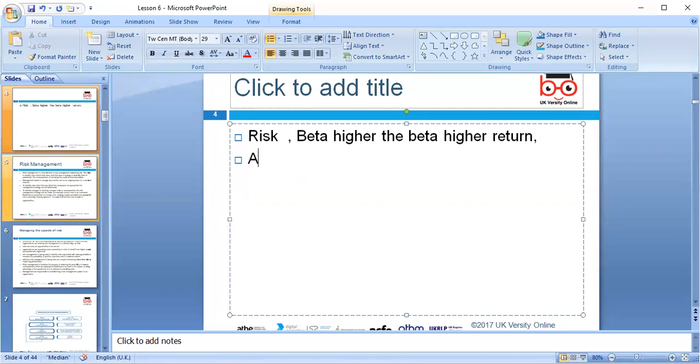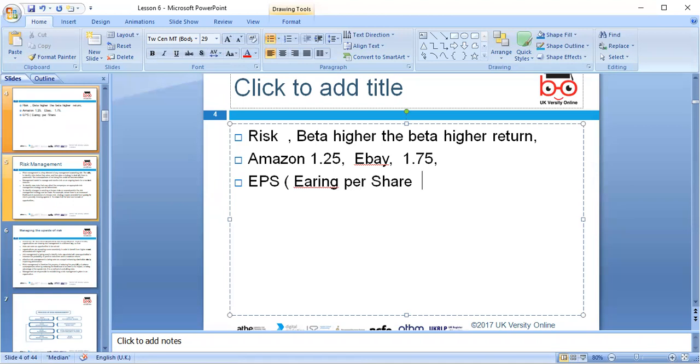Think about Amazon and compare it to eBay. Amazon's beta is 1.25. If you go to Google Finance, type Amazon and look at the beta, you will find it is 1.25, and eBay's beta is 1.75. So eBay's beta is higher, so eBay gives you a higher return. If you look at EPS, earnings per share, what is the EPS? Earnings per share in business. So we always need to look around. The higher the beta, the higher the return.